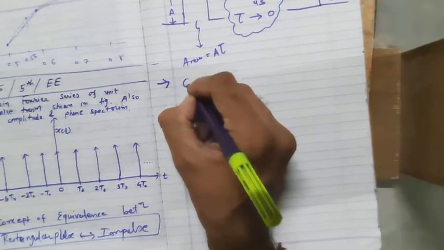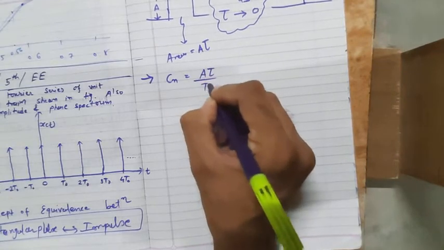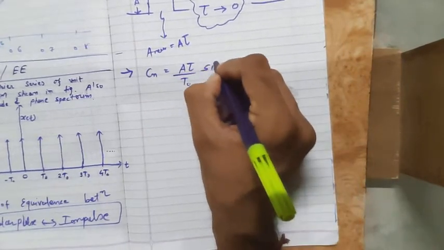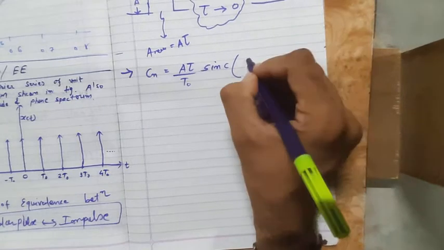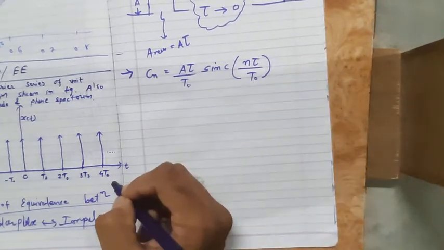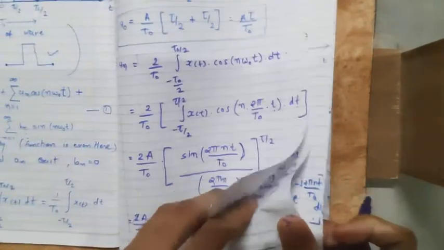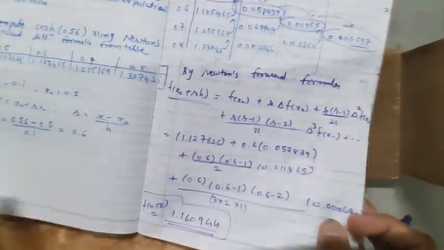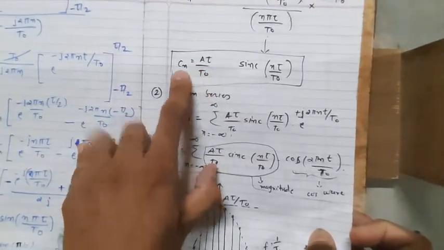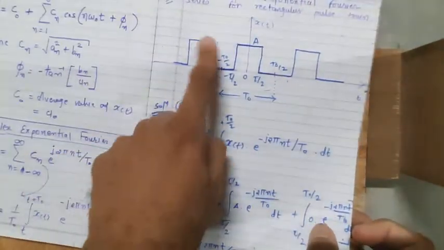Let's start the solution. What was the c of n? I am going to write it down here. c of n was A tau by T0 sinc of n tau by capital T0. That was the sinc function, and I'm going to show it so that you get the idea. Here it is: c of n is A tau by T0 sinc of n tau by T0. That was the c of n for the pulse train.